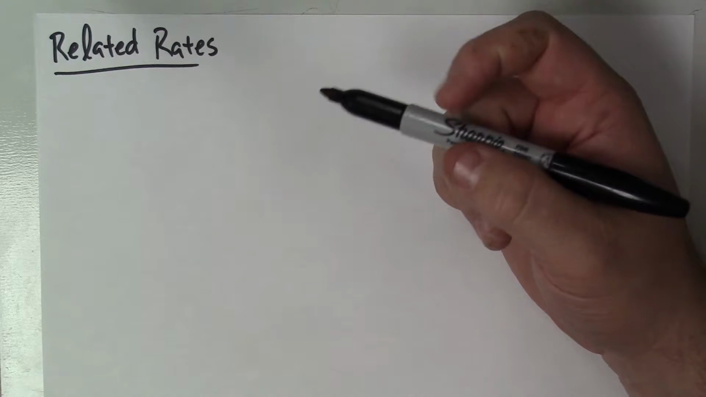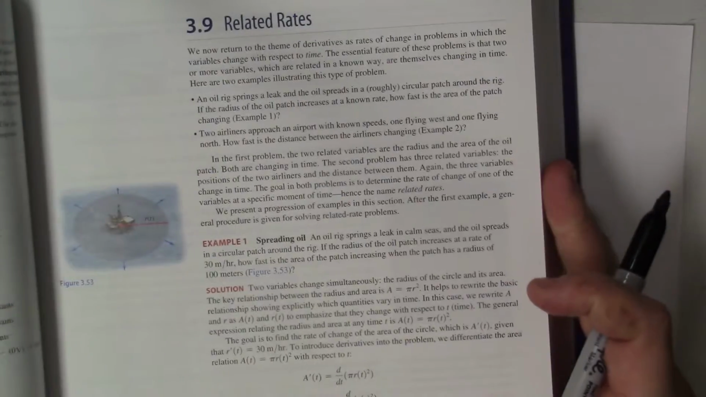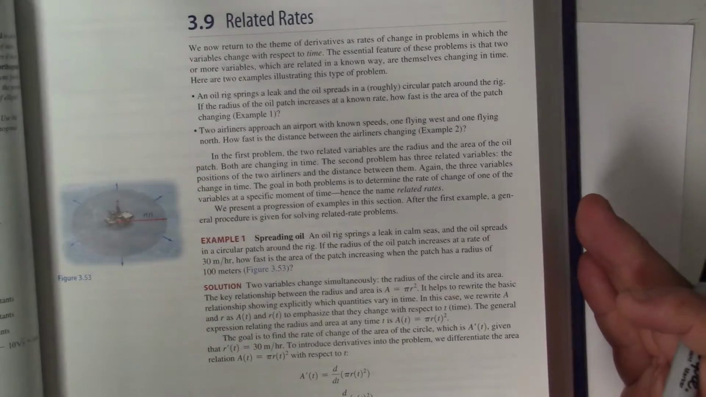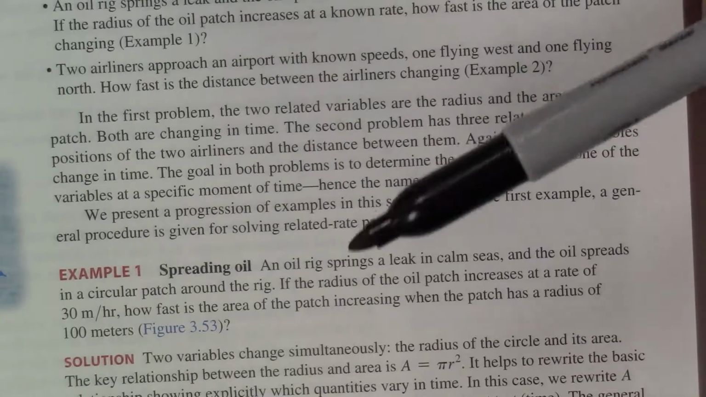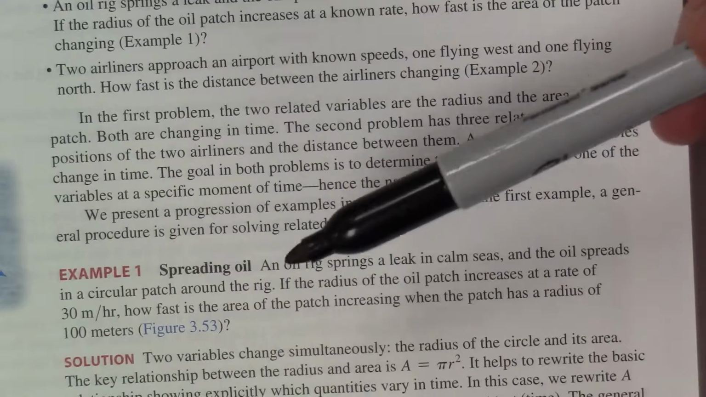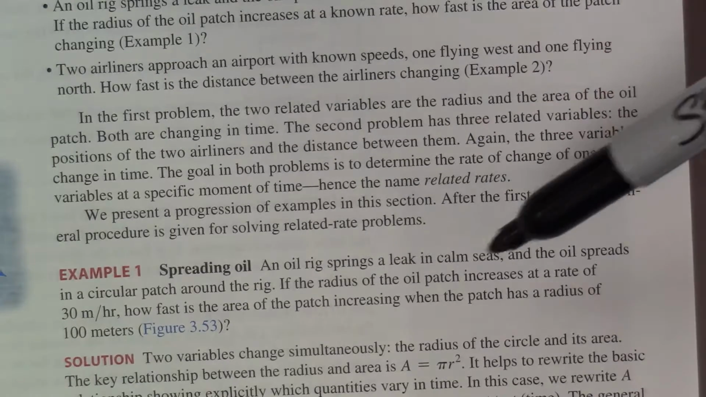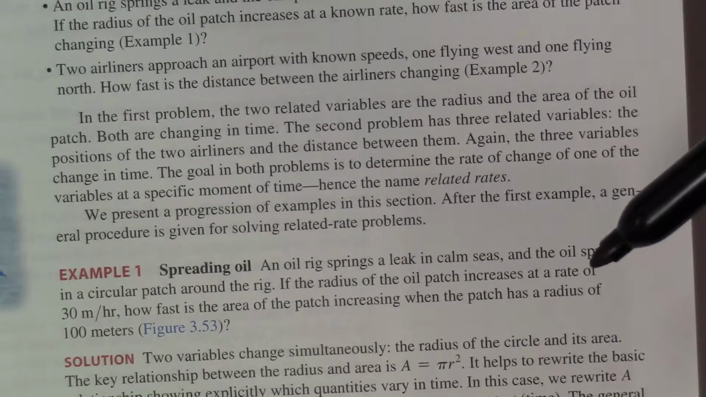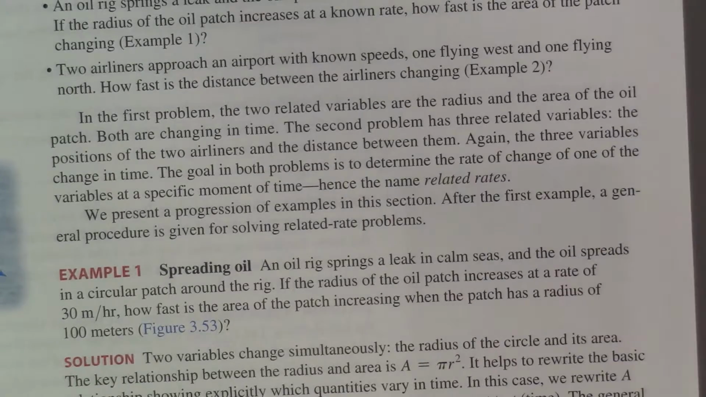I am looking at example 1, which is on page 179 of your textbook. I'm going to bring it over here, and you can pause your screen, and let me zoom in a little bit so you can see it. The question goes, an oil rig springs a leak in calm seas, and the oil spreads in a circular patch around the rig. If the radius of the oil patch increases at a rate of 30 meters per hour, how fast is the area of the patch increasing when the patch has a radius of 100 meters?